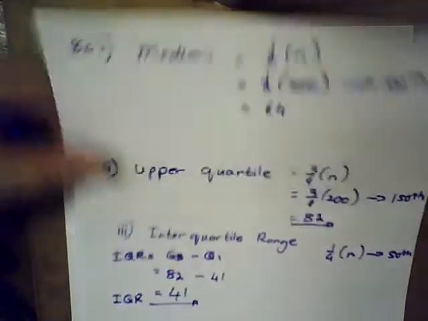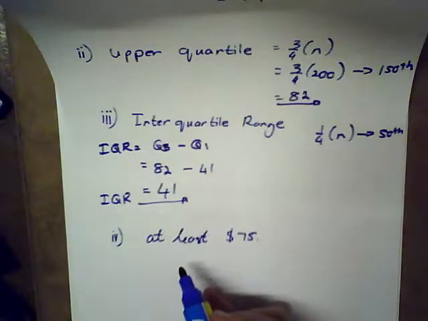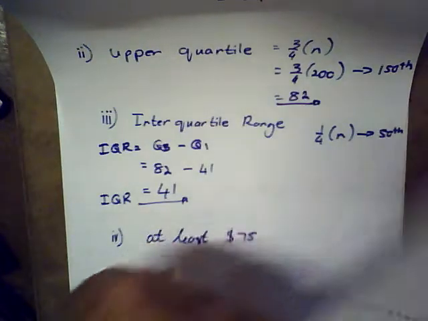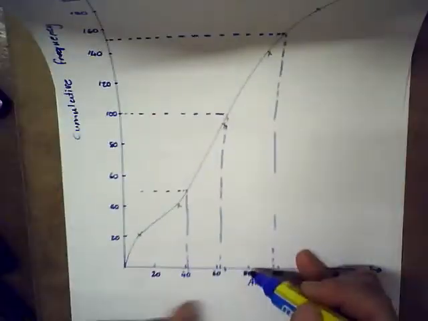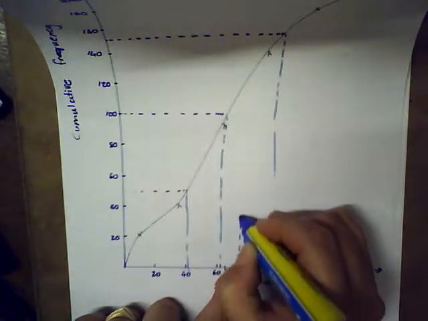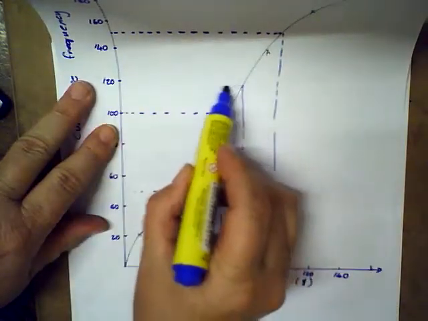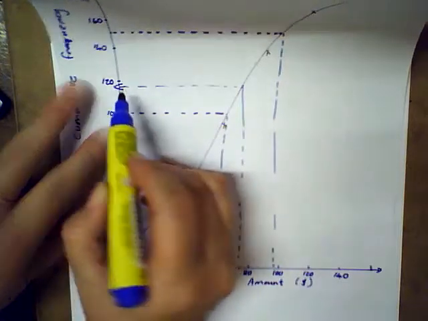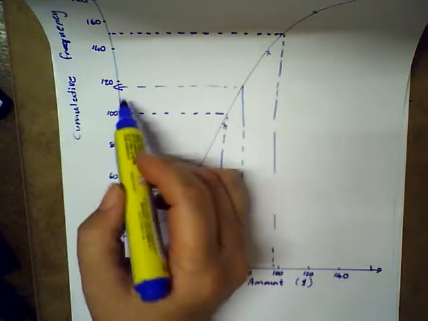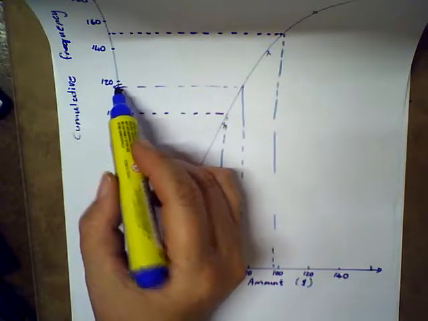Now they ask us, how many shoppers spent at least $75? So we will have to work out again. $75 is about here. We'll have to move back and then across there, and that would be my value. And if I look at that from my grid, it looks about 120, 115.